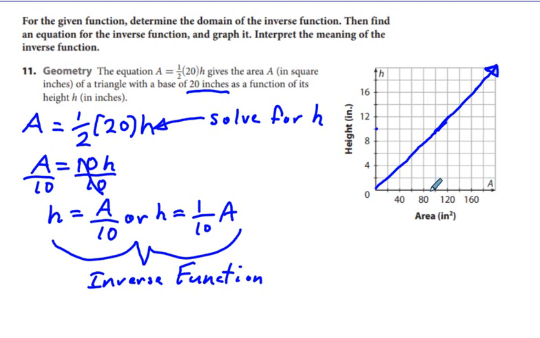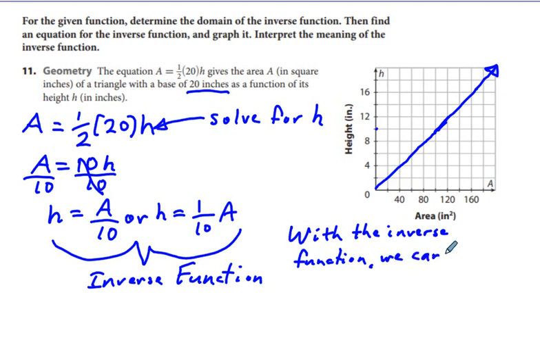And interpret the meaning of the inverse function. Okay, the meaning would be, with the inverse function, we can use area A to find height. So we've switched the independent-dependent variable situation. And what else do we have? Then find the domain of the inverse function.